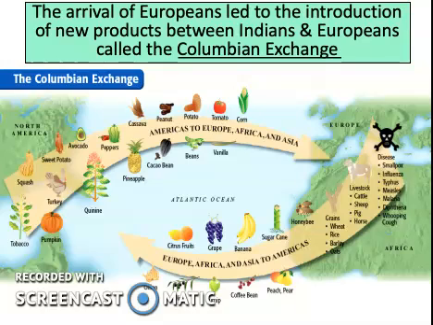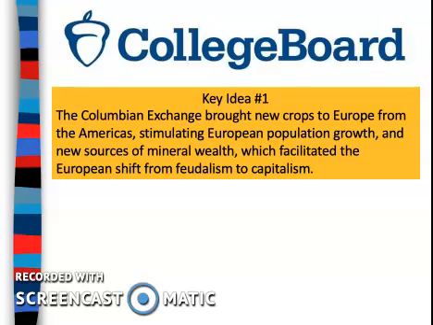And so what we're going to look at today is how this exchange affects Europeans and how it affects North Americans. The first one we're going to look at is Europeans. All right. So the Columbian Exchange is going to bring new crops to Europe from the Americas. It's going to do a few things. It's going to stimulate population growth, it's going to lead to new sources of mineral wealth, and it's going to shift the entire economic system.